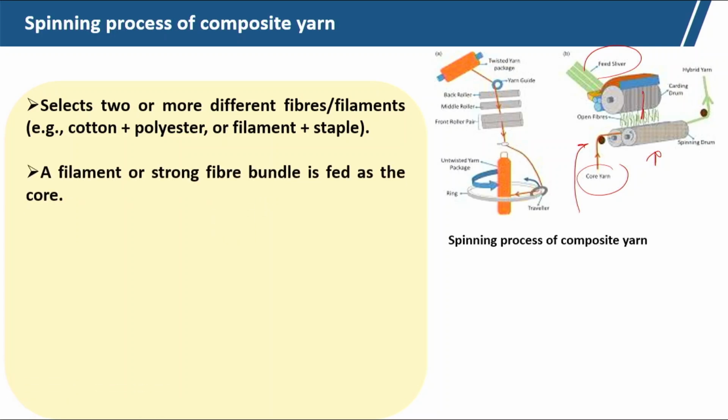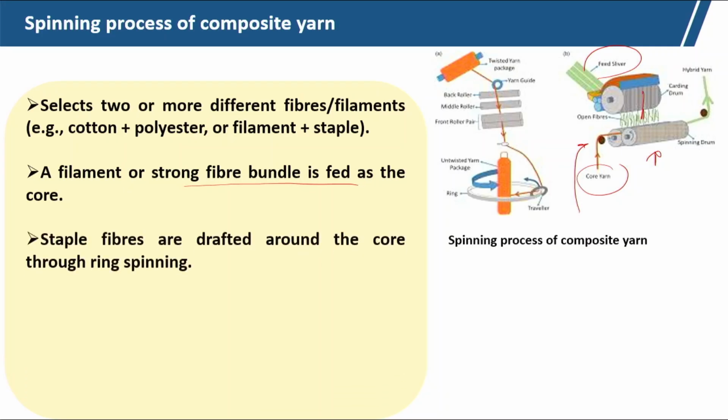A filament or strong fiber bundle is fed as the core. Okay. This is fed as a core. Staple fibers are drafted around the core, okay, through the ring spinning. So, here in the ring spinning we can use the, this is say ring, I will draw it, just try to see.